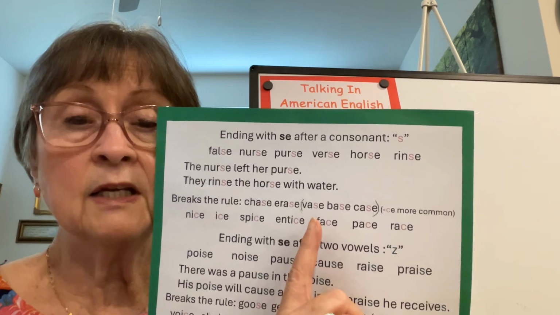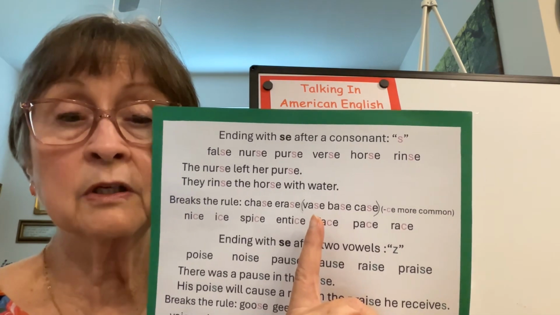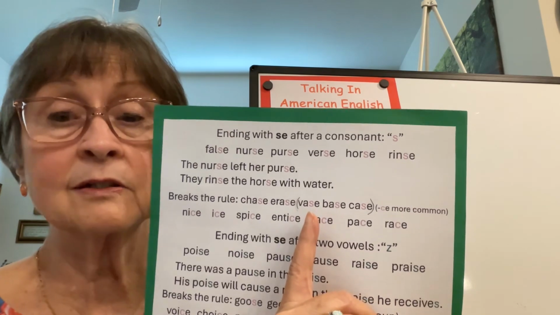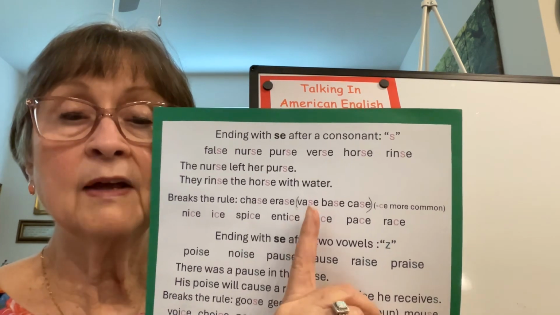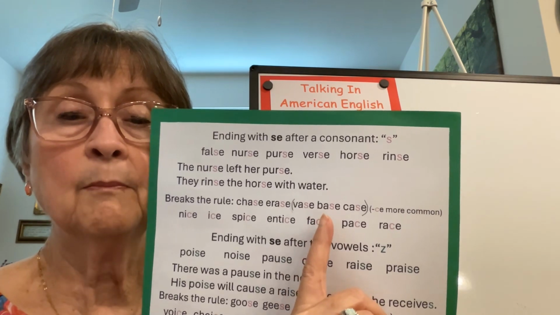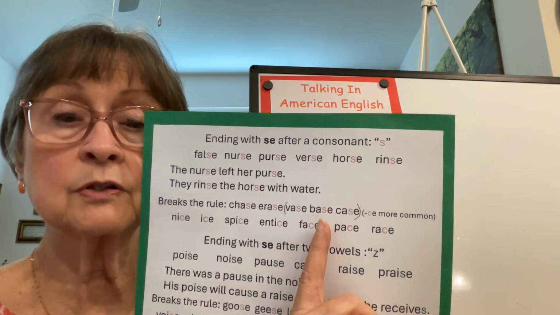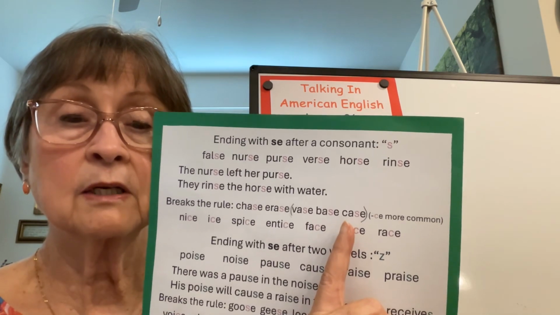Now, the word vase in England would be pronounced vase with a Z, I think. That's what I've heard. But we say vase. So notice that word is different. And then base can be a noun or a verb, but it says case.